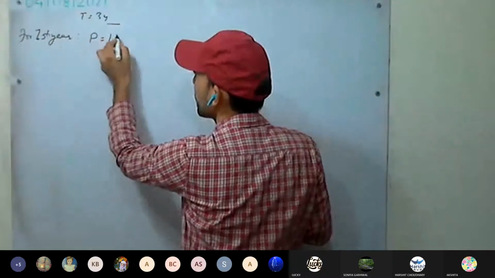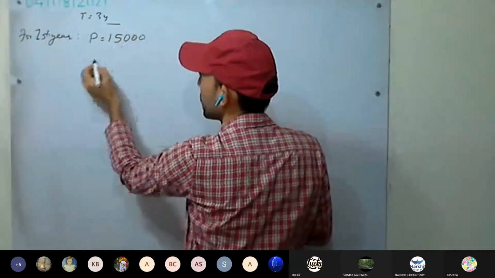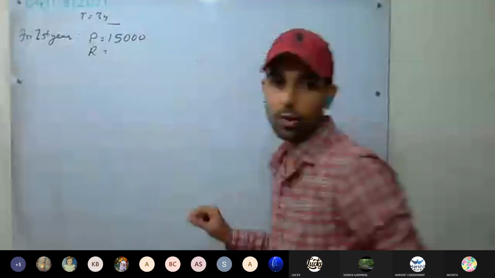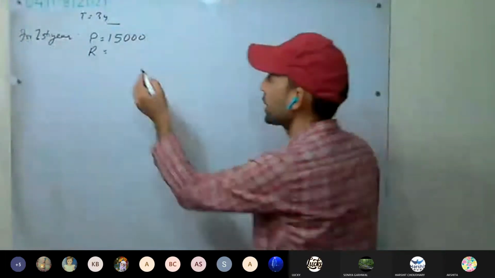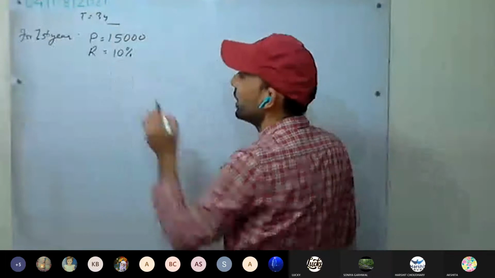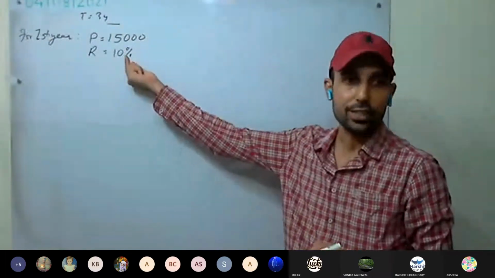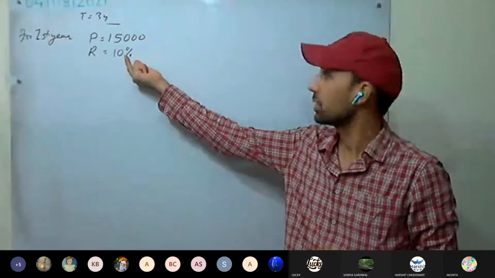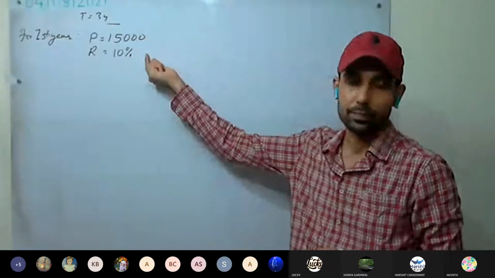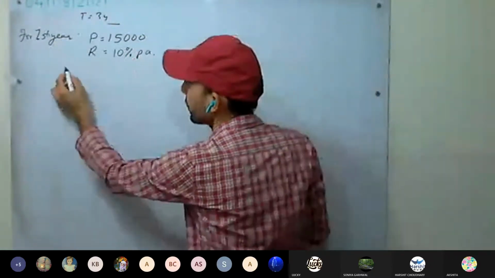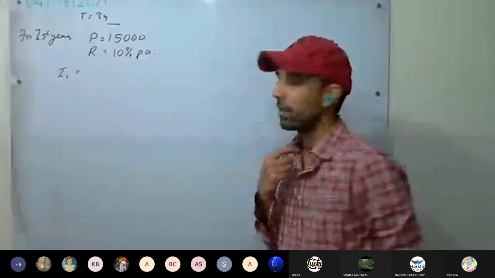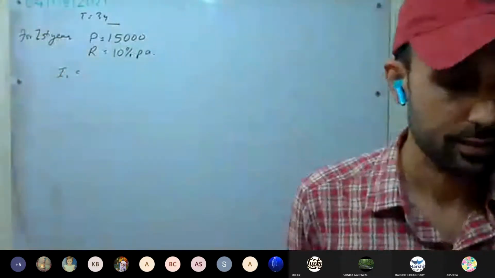Principal is 15,000 rupees. Always check the rate. Rate is given as 10% per annum. That is, for a year it is 10%. 10% rate is charged, that is, 10% is the interest charged per annum, yearly. Calculate the interest I1. Let me know how much it is.